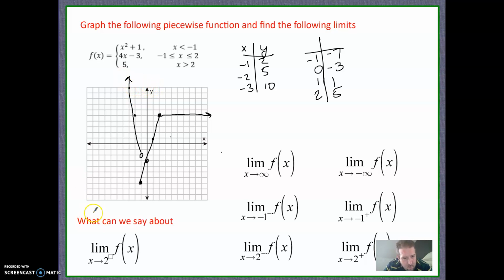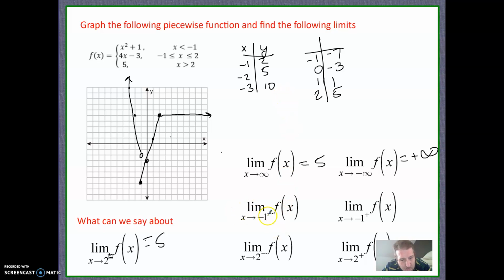Okay, what can we say about the limit of f of x as x is approaching 2? As x is approaching 2, it really doesn't matter if it's approaching from the right-hand side or the left-hand side. The answer is always going to be 5. It doesn't matter which side it's approaching. As x is approaching infinity, it's going to be 5, because no matter what it is to the right-hand side, it's going to be 5. As x is going to the left, it's going up towards positive infinity. The further you go to the left, the further it goes up.